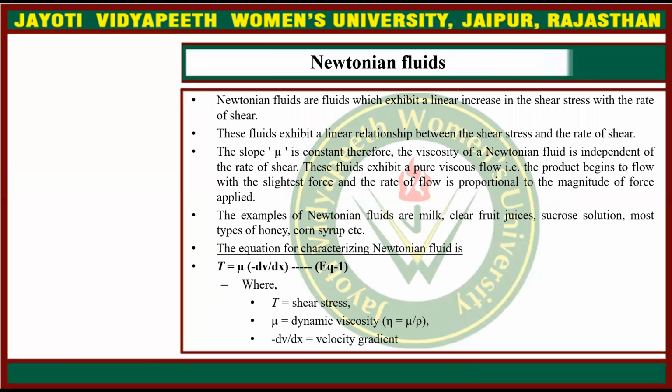Then Newtonian fluids. Newtonian fluids are the fluids which exhibit a linear increase in the shear stress with the rate of shear. These fluids exhibit a linear relationship between the shear stress and the rate of shear. The slope, the viscosity, is constant, therefore the viscosity of the Newtonian fluid is independent of the rate of shear. These fluids exhibit a pure viscous flow, that is, the product begins to flow with the slightest force and the rate of flow is proportional to the magnitude of the force applied. Examples of Newtonian fluids are milk, clear fruit juices, sucrose solution, most types of honey, corn syrup, etc.